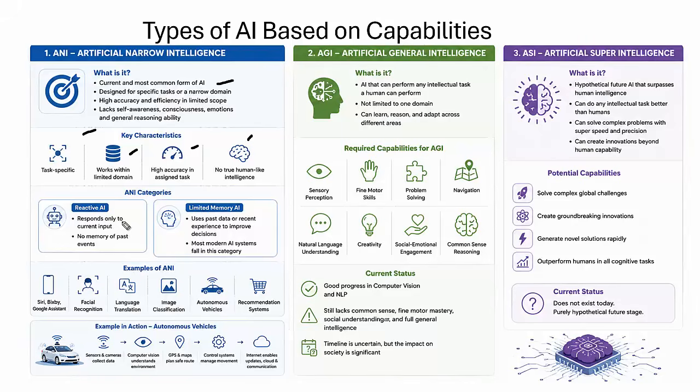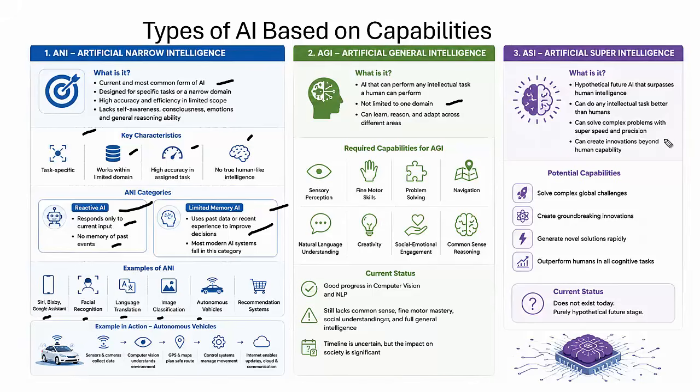Now they are using the category of reactive and limited, which react to only current input, no memory, and use the past data and all that. So examples of ANI are Siri, facial recognition, language, image, autonomous, and all that. On the other side, artificial intelligence that performs intellectual tasks humans can do, not limited to one. So sensory, fine motor skills, problem solving. This is basically what we currently have. So we have good progress here, but not completely.